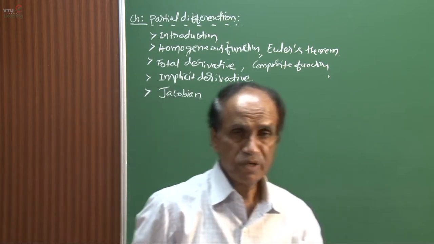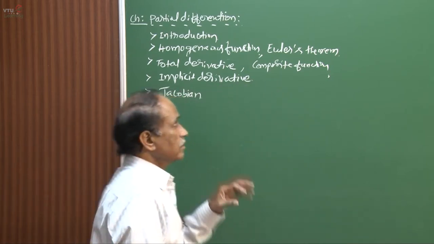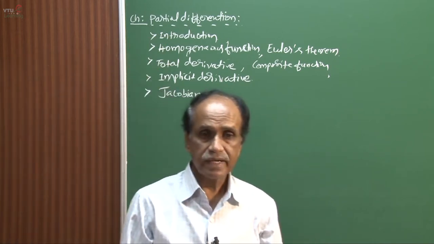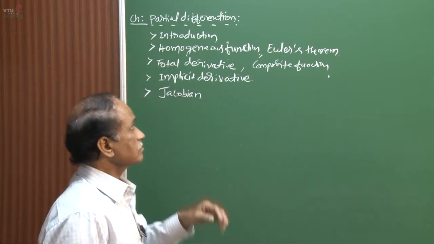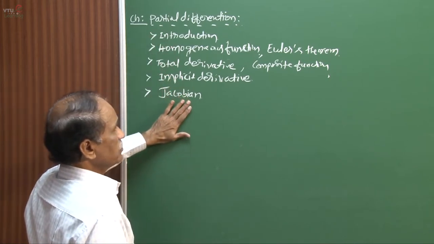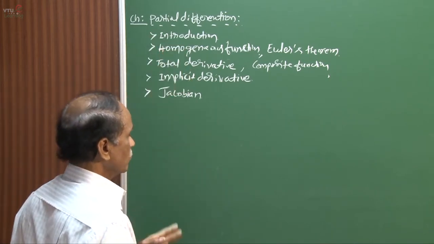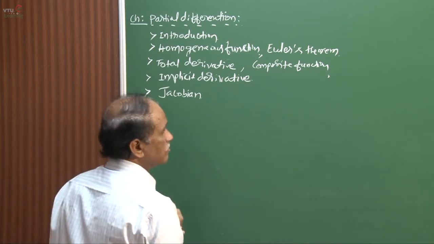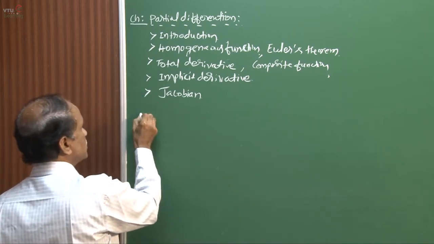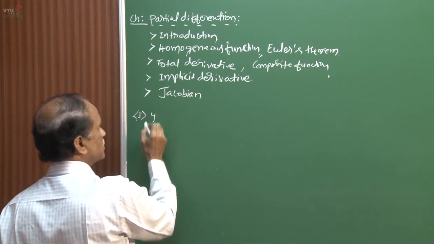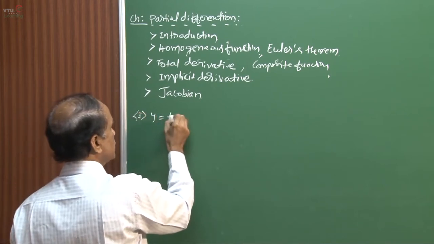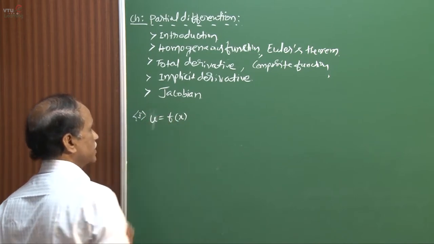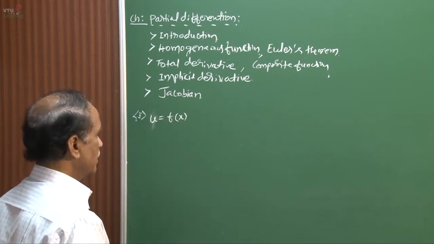Let me explain one by one where exactly we take the help of this mathematics for tackling engineering problems. Completely these topics will deal with functions of more than one variable. So now we have two categories of functional relations. The first type is y is equal to f of x, otherwise u is equal to f of x, because I will be using x and y later.